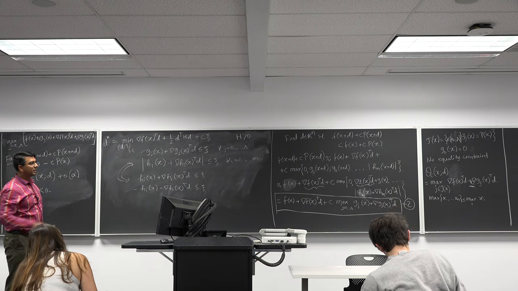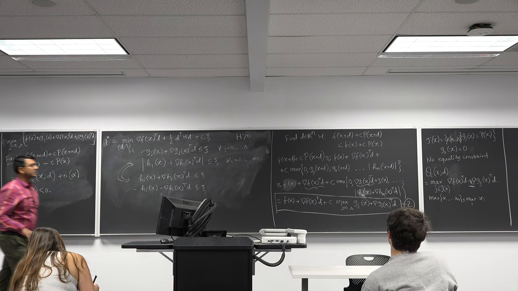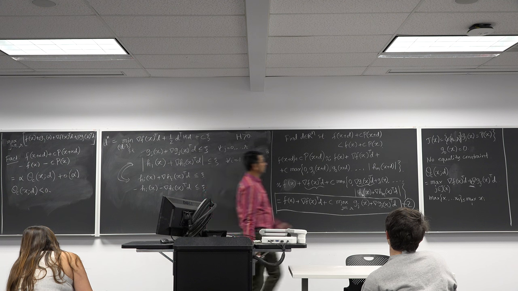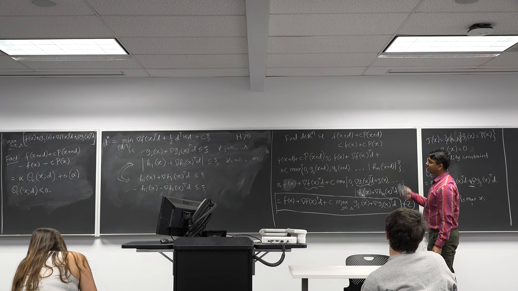So that was the reason I removed all the equality constraints. So now we can bring it back. We're just replacing h_i(x) with plus h_i(x) and then minus h_i(x). That solves our problem.